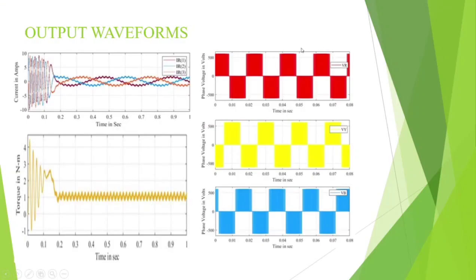These are the output waveforms of a two-level inverter which is simulated with an induction motor. The first waveform represents the current, and these represent the phase voltages of three phase with two levels, and this is the torque waveform of a two-level inverter which is simulated with an induction motor. By observing all these waveforms, we can clearly estimate that the harmonic distortion in the two-level inverter is higher. So to reduce this harmonic distortion, we are going with a multi-level inverter.